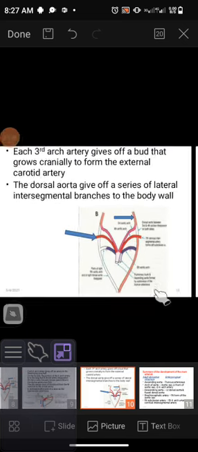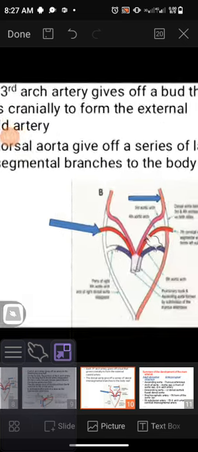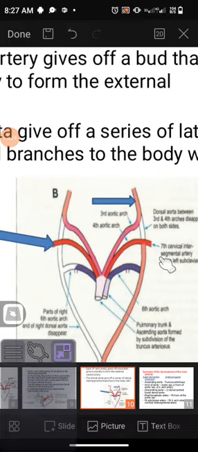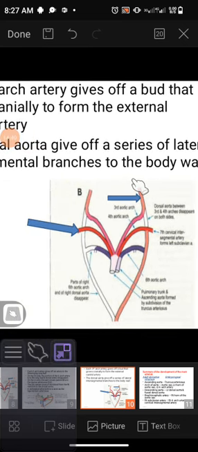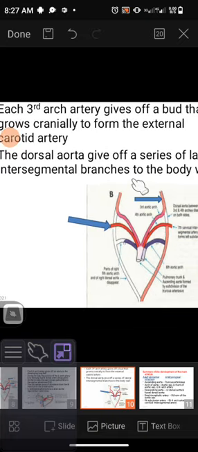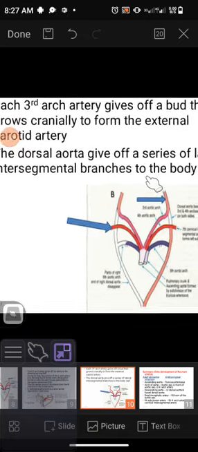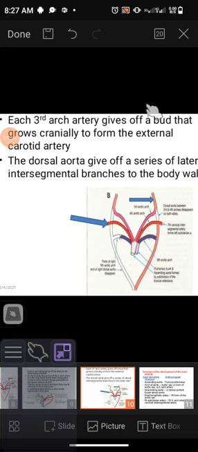So we have the third and fourth arch arteries. What happens to them? The third aortic arch is still going to be growing. It's going to grow cranially. Why is it going cranially? It wants to form an arterial supply to the head, and this bud is going to give us what we call the external carotid artery. The third arterial arch gives off a bud that becomes the what?